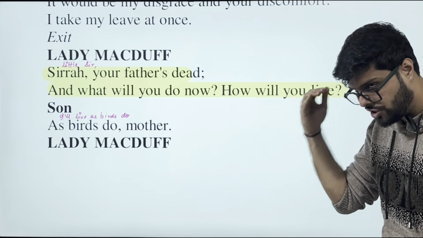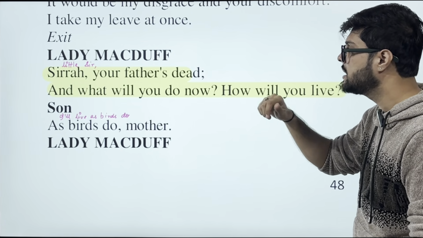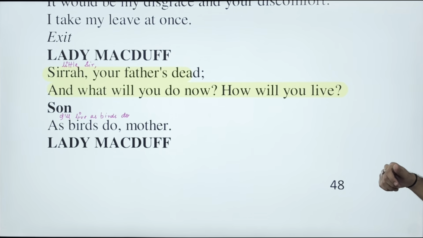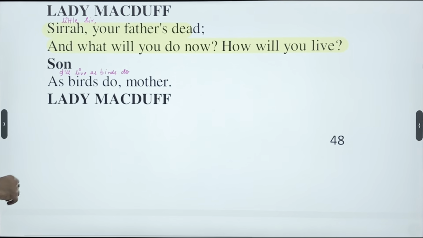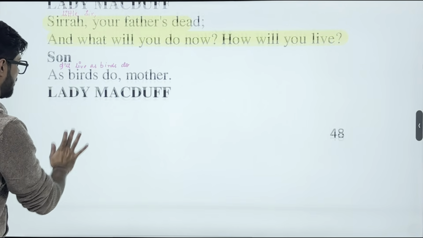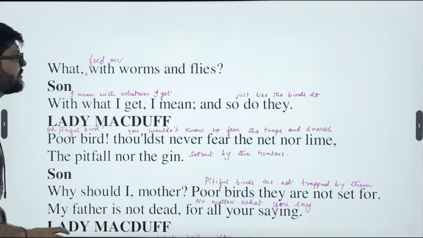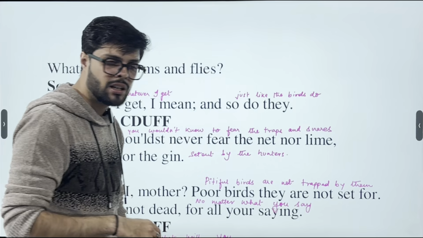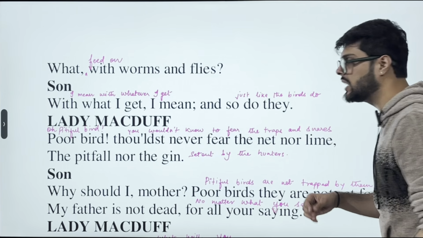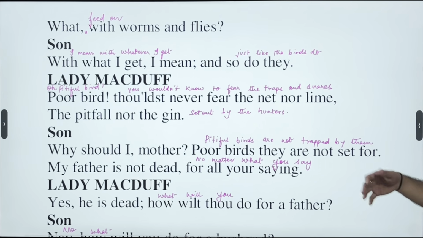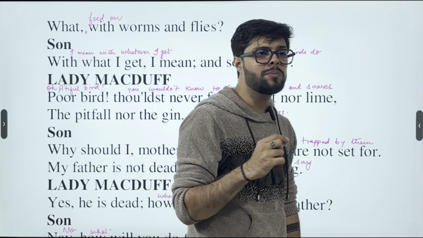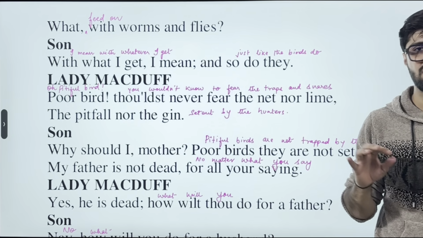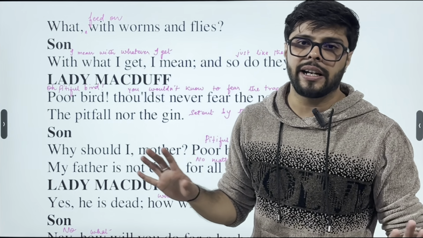So Lady Macduff, Sirrah, your father's dead. She's talking to her son, telling him that his father's dead. And what will you do now? How will you live? How do you plan on leading your life? As birds do, mother. What? With worms and flies, you'll feed on anything that you get? With what I get. So this shows that her son is not just witty, at the same time he is a very contented kind of person.